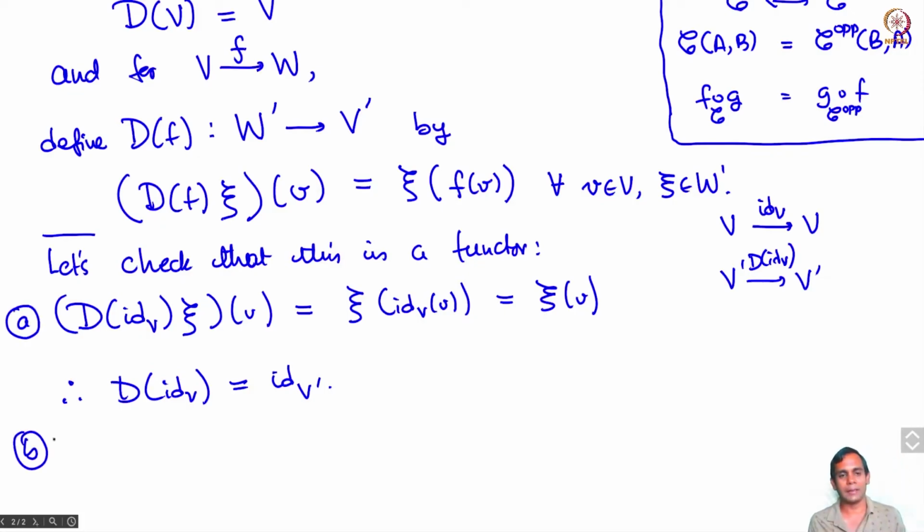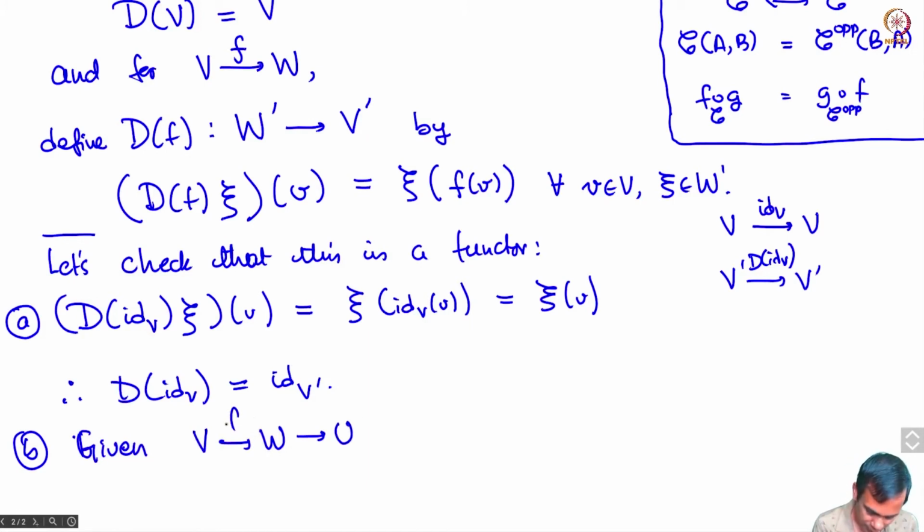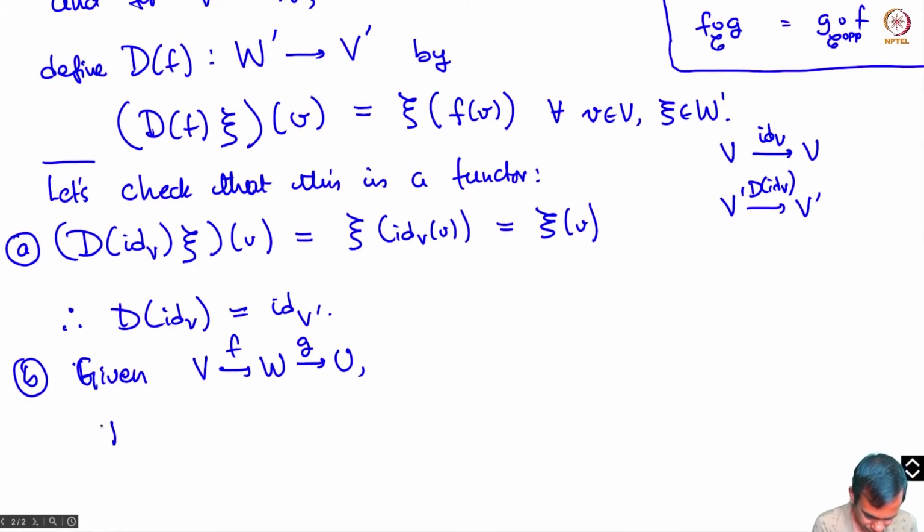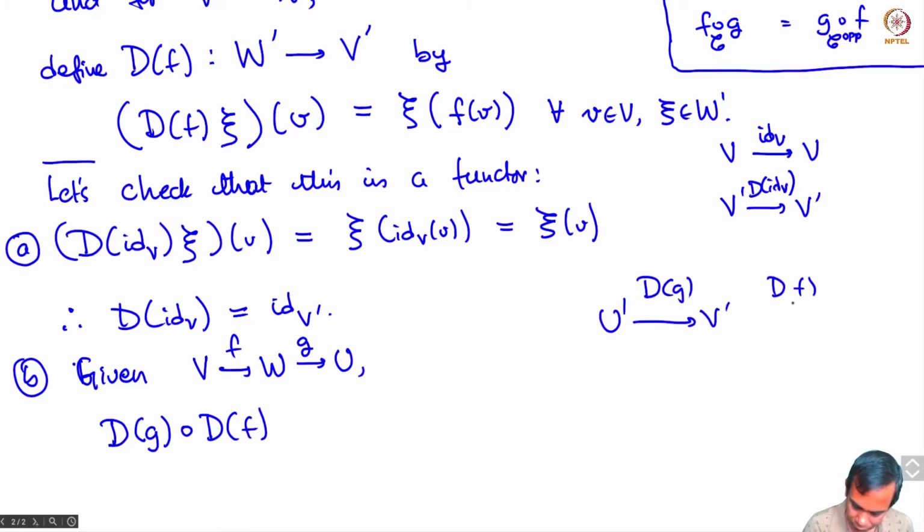And let's check axiom B, which is by far the most interesting part here. Suppose we have arrows V, W, U, let's call them F and G. What we want to check is whether D of G circle F is equal to D of F circle D of G. So we have U prime, and D G goes from U prime to W prime, and D F goes from W prime to V prime. That's how the arrow reversing property of D works, right?